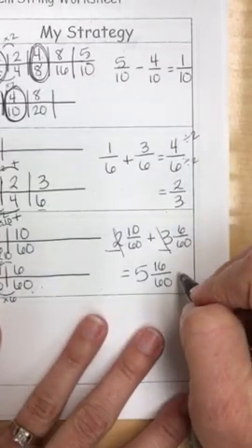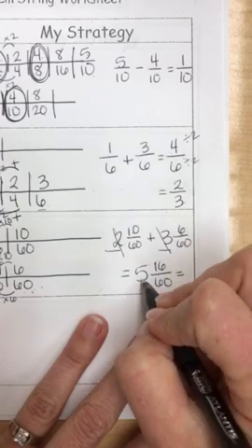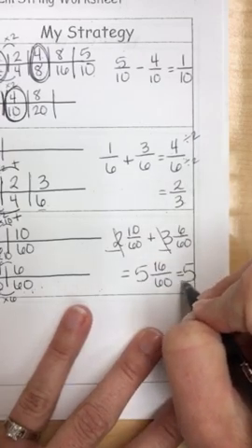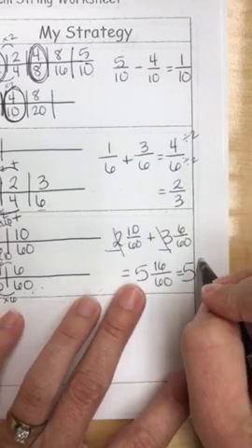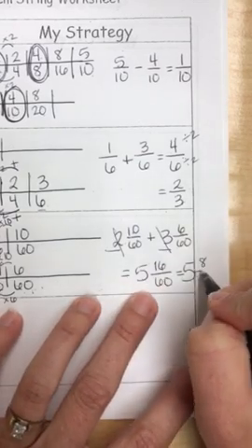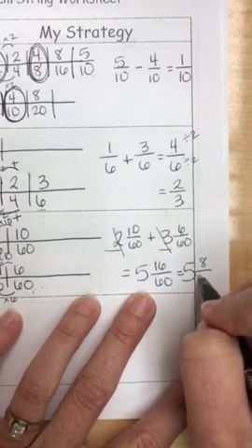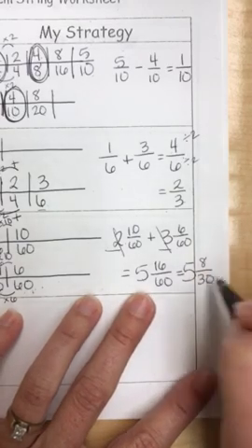And I can also reduce that. If I want to cut it in half, I can't cut my 5 in half because that's my whole number. But my equivalent fraction, if I want to cut this in half, I would have 8. And if I cut the 60 in half, what's half of 60? 30. So I have 5 and 8 30ths.